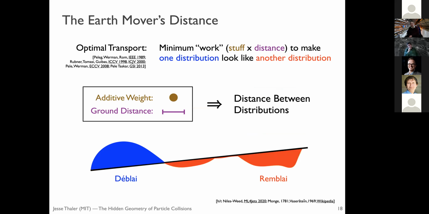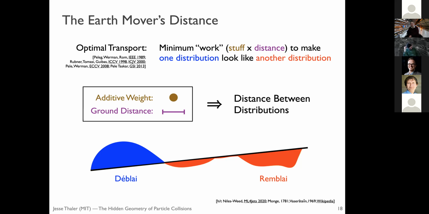So if your data set looks like it has some kind of additive weight, in our case, the weight is going to be energy, and you have some notion of distance. So in our case, that's going to be the manifest geometry of like rapidity and azimuth. That gives you a ground distance. If you have a weight and a ground distance, then that allows you to define a distance between distributions as an optimal transport problem. And it's basically how much work you'd have to do to make the blue distribution look like the red distribution. This has nothing specifically to do with particle physics. It's just about how do you compare distributions in a robust way.